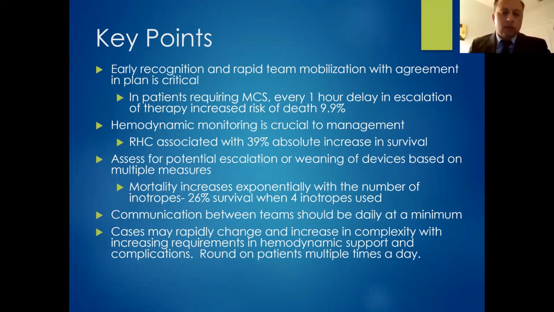So you want to make sure that you get that in, as I mentioned, the night that the patient comes in or when you find them in shock. So right heart cath is associated with a 39% absolute increase in survival during hospitalization. You want to assess for potential escalation or weaning of devices based upon multiple measures. And mortality increases exponentially with the number of inotropes used. So 26% survival when 4 inotropes are used. Don't let it get to that point. Look to get a mechanical circulatory support or look for another plan.